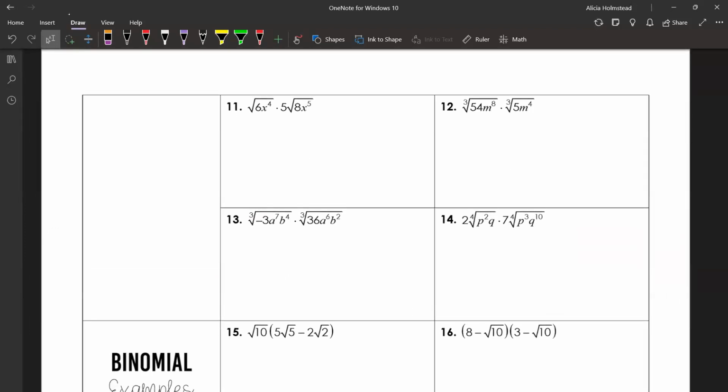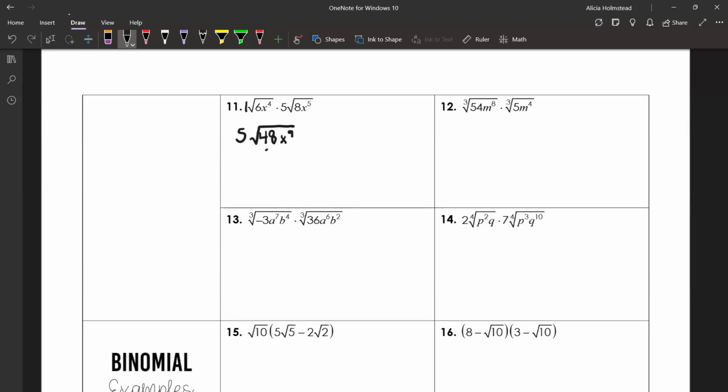Let's do a couple more examples. These ones have variables. But remember, the principles remain the same always. So outsides with outsides, insides with insides. So doing the outsides here, this one has an imaginary 1. So 1 times 5 is 5. And then they do have the same index, so we can combine their insides. 6 times 8 is 48. And then x to the 4th times x to the 5th. Well, that's just our exponent property, and we're going to add those. Like bases that are multiplied, you add their exponents.